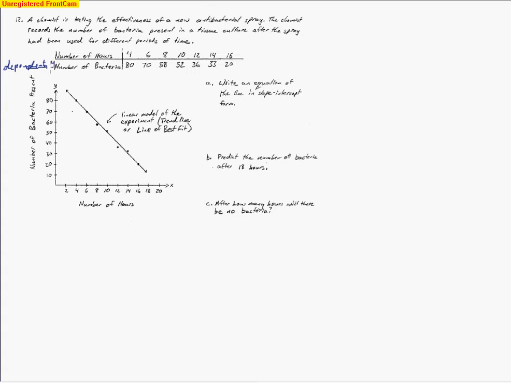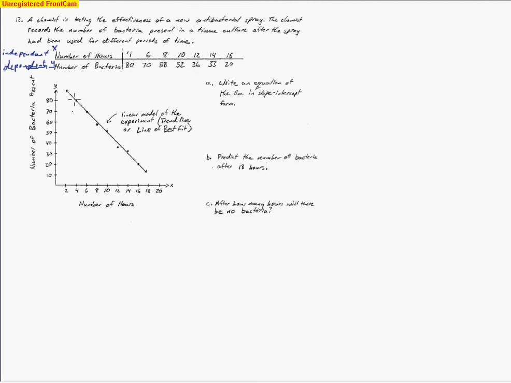So this is our y value, and the number of hours is independent. So that has no effect. Well, it has an effect on the bacteria, but the bacteria doesn't have an effect on the hours going by. Hours are just going to continue to go no matter what, whether the bacteria is there or not. So that's considered our independent variable. So we always want to figure out what x and y are and define them. So I've defined them up here. And now we're going to write an equation.